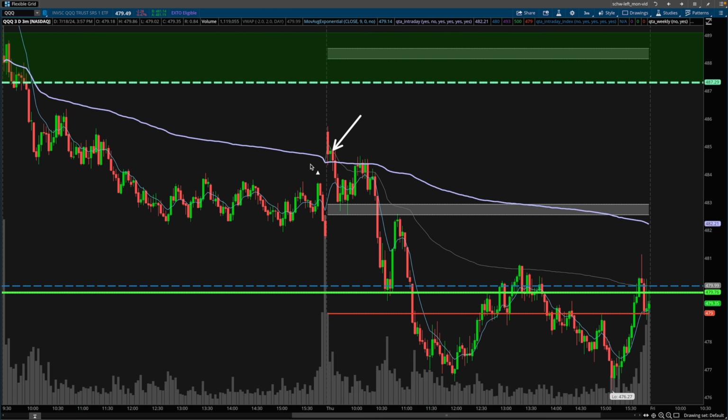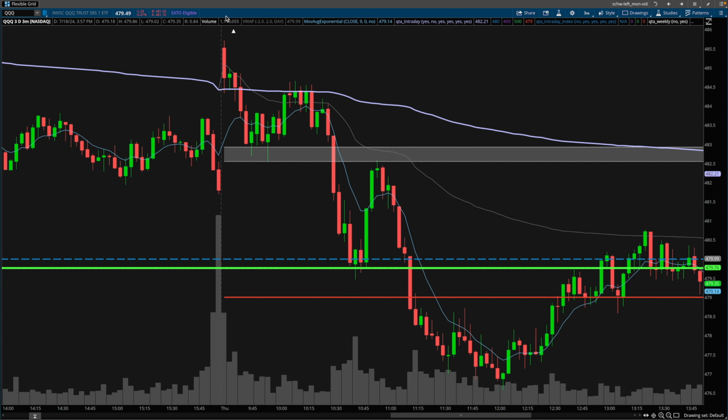VWAP is right here and price action is right here. That's pretty tight. There isn't much room in between where price is and where VWAP is. So we can see this pressure is just pushing down on price. You can think of it that way.